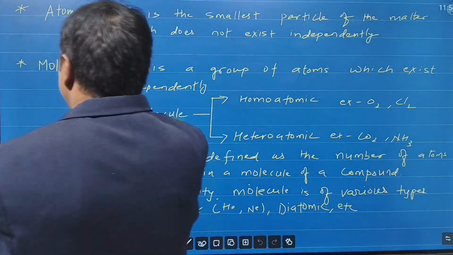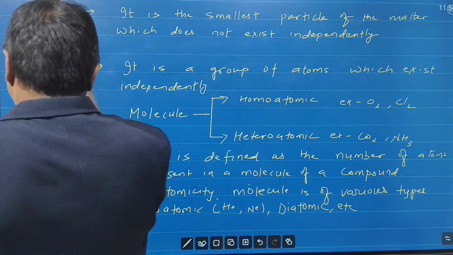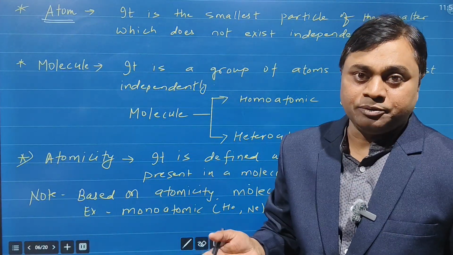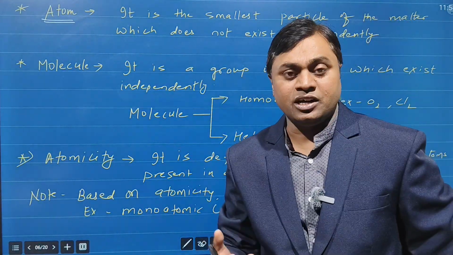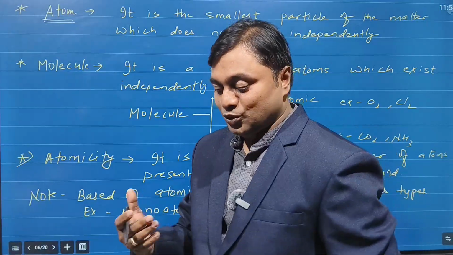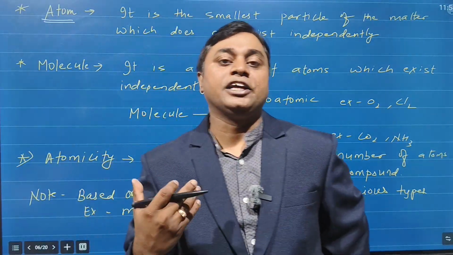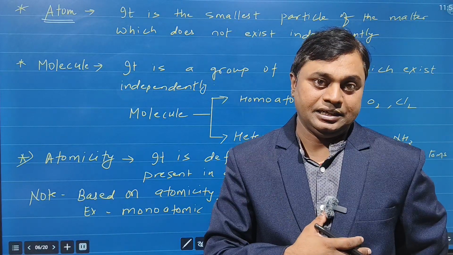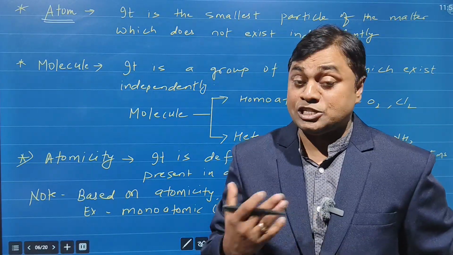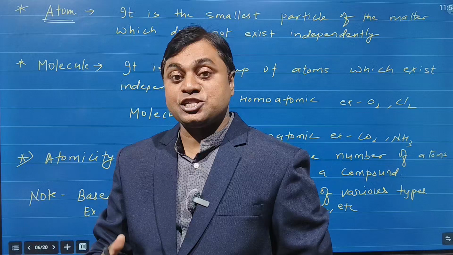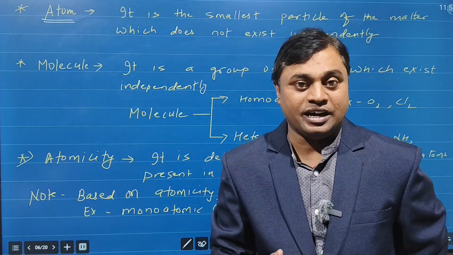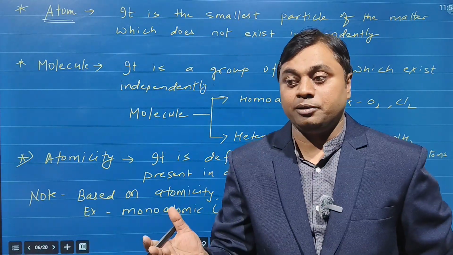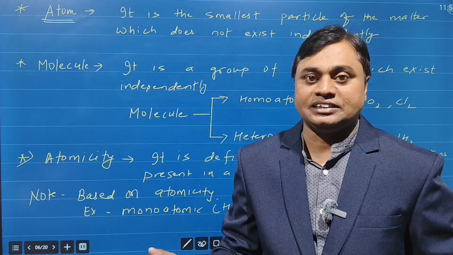Now, I'm going to cover a few important concepts related to the atom that you should understand. What do you mean by atom? So, atom is nothing but the smallest particle of the matter which does not exist independently. Am I clear? So, what is matter? Anything which occupies a space and has mass is called matter. So, matter is basically 3 types: solid, liquid, and gases.